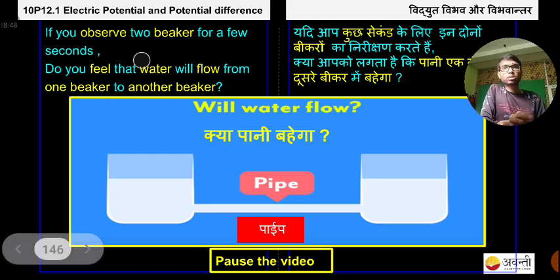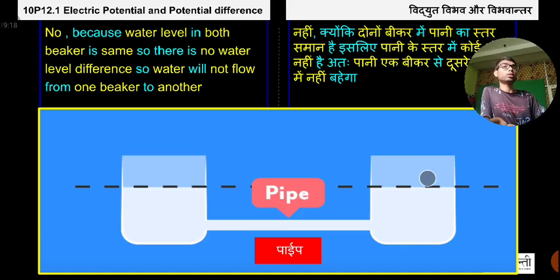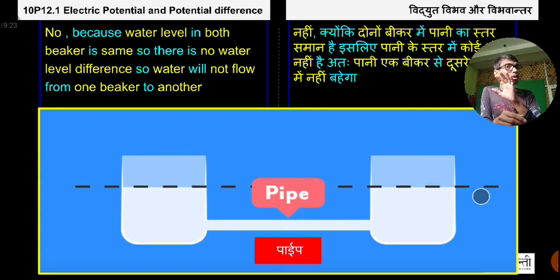If you observe the two beakers for a few seconds, do you feel that water will flow from one beaker to another beaker? No, because the water level in both beakers is the same. So there is no water level difference. So water will not flow from one beaker to another because the amount of water in both beakers is the same. That's why water will not flow in any of them.